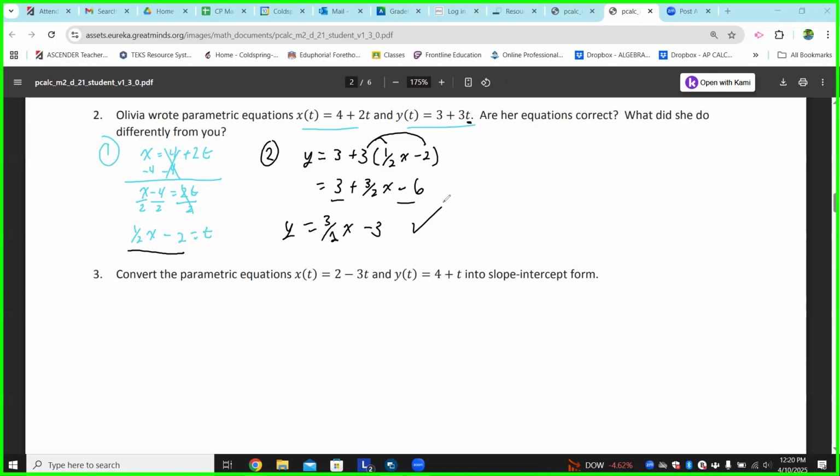Number 3. Convert this parametric equation that's given to you. I do apologize for this lecture being so boring. I'm still yawning and falling asleep, but let's talk about it. In part 1, we were just showing you that these parametric equations work. The gist of this lecture is this right here.